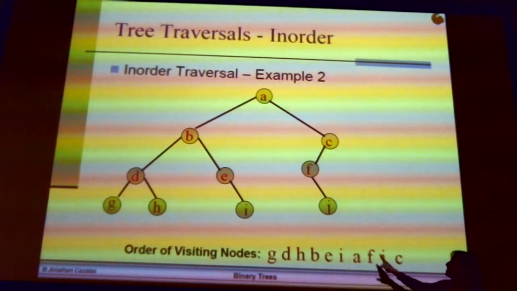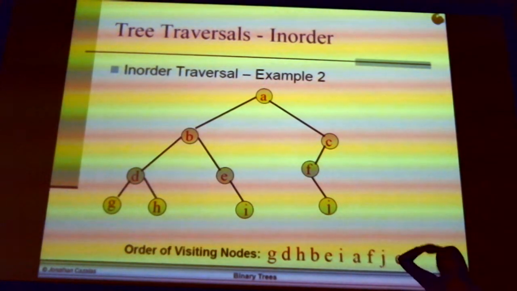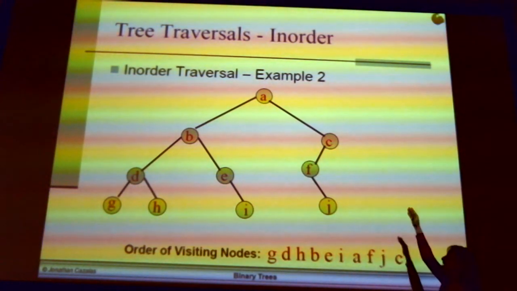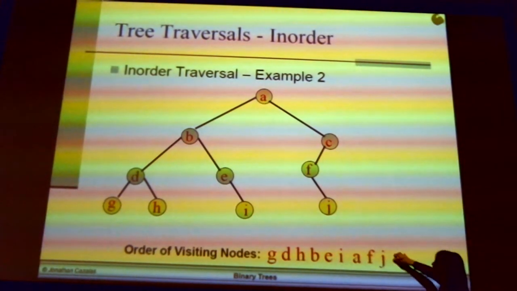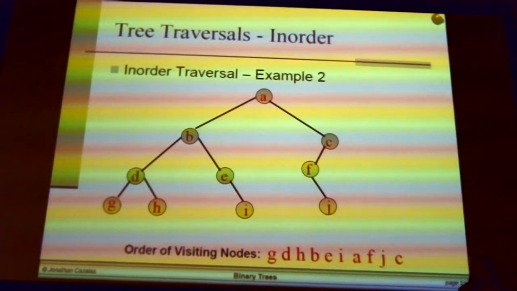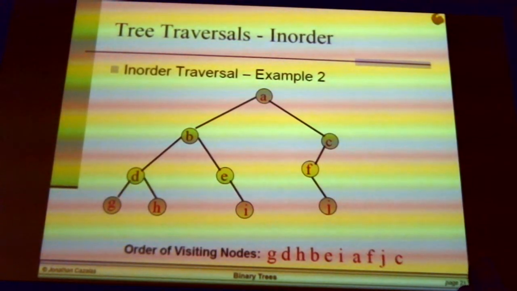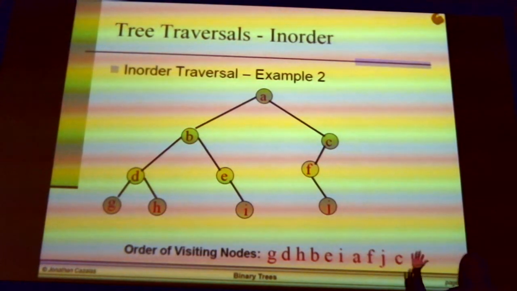So now that I'm done with that, because C has a left child of F, but it has no right child. So now I've dealt with my F, my left child of C, and so I can print my C, my parent node, because he's in the middle. He's in the middle of F and nothing.